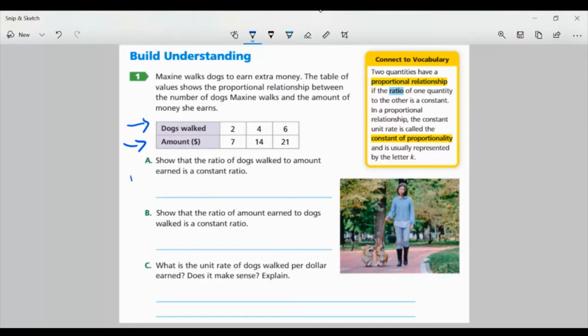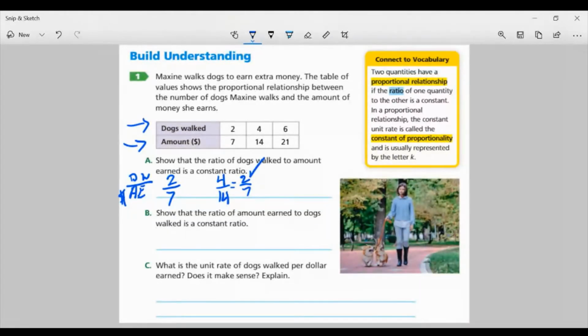All right, so I have dogs walked over amount earned, or the money, right? Which is 2/7. That's our first rate they gave us. Now let's look and see if 4/14 is equal to this. What number can go into both 4 and 14 evenly? 2 can, right? 4 divided by 2 is 2. 14 divided by 2 is 7.